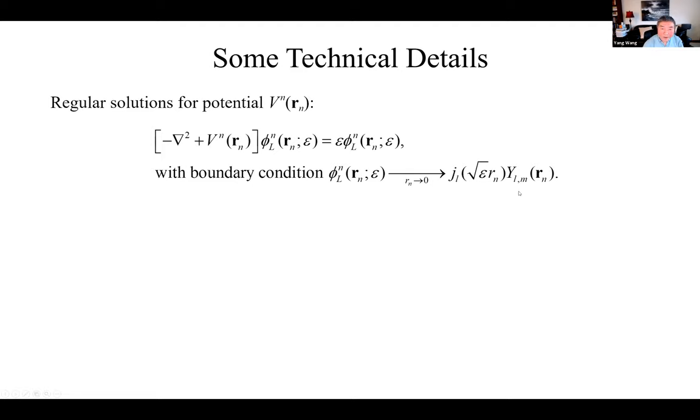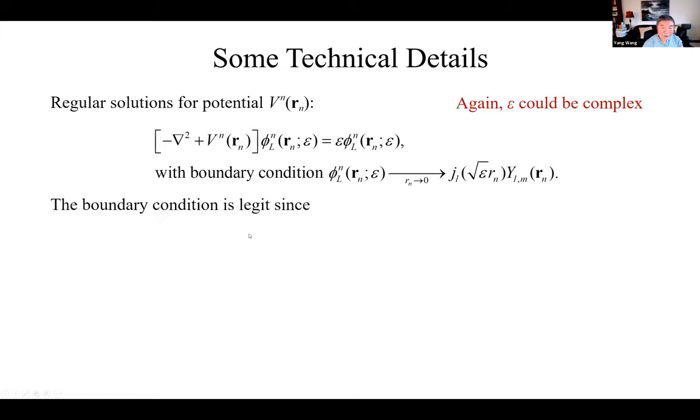Why is this? Again, the epsilon issue could be complex. The boundary condition, this is legit. Why do I say it's legit? Because first of all, this is a free electron solution. There are many free electron solutions in spherical coordinates. This is just one of them.